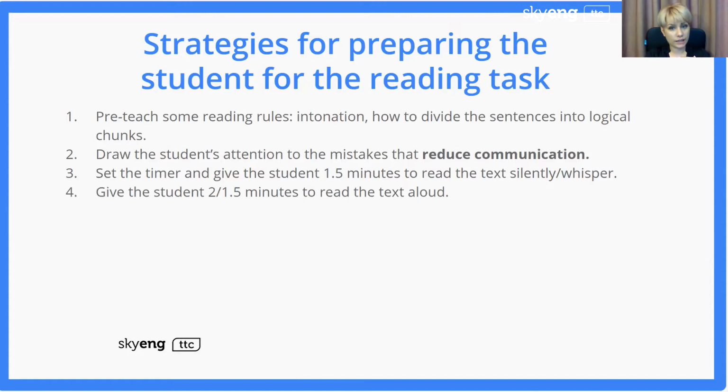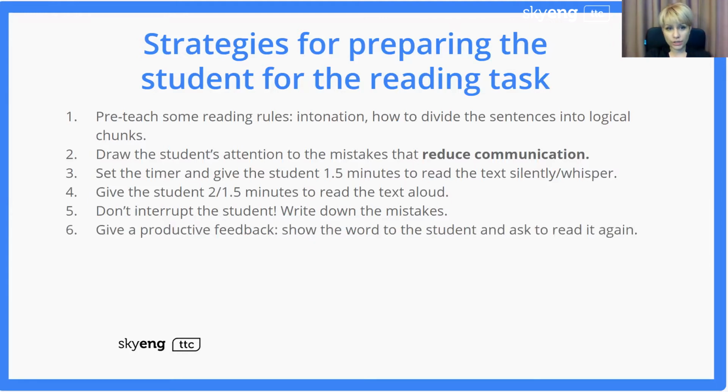Then we give the students this exact time to read aloud, 2 minutes for OGE, sorry, and 1.5 minutes for EGE. So we check that the student is within this time limit. It's crucially important not to interrupt the student while reading. We just write down the mistakes and work with them after the student finishes.